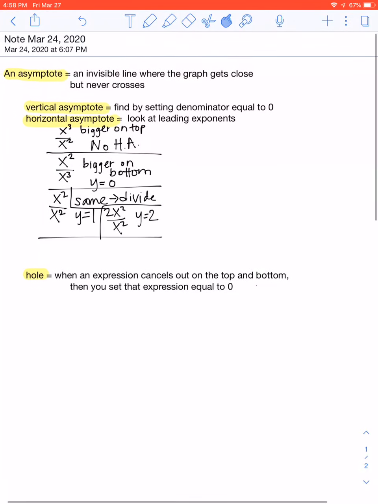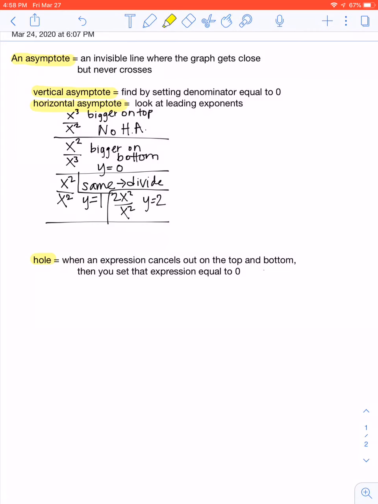So right here, x cubed over x squared, when the 3 is bigger than the 2, you're looking at the exponents, okay? 3 is bigger than the 2, you have no horizontal asymptote when the top is bigger than the bottom, okay? And then this example right here, x squared over x cubed, when the bottom is bigger, like the 3 is on the bottom and the 2 is on the top, your answer is always going to be y equals 0. That's your horizontal asymptote.